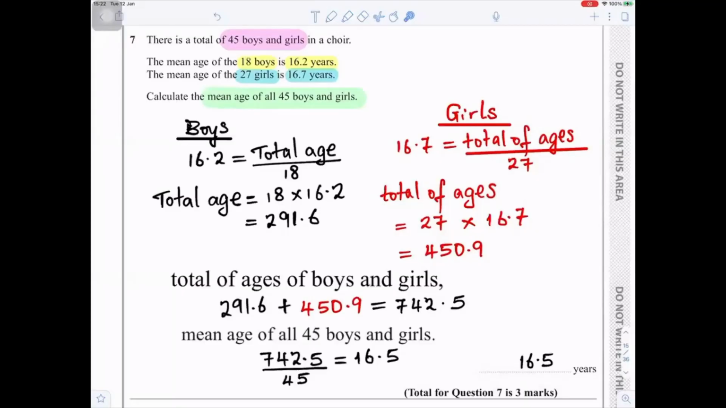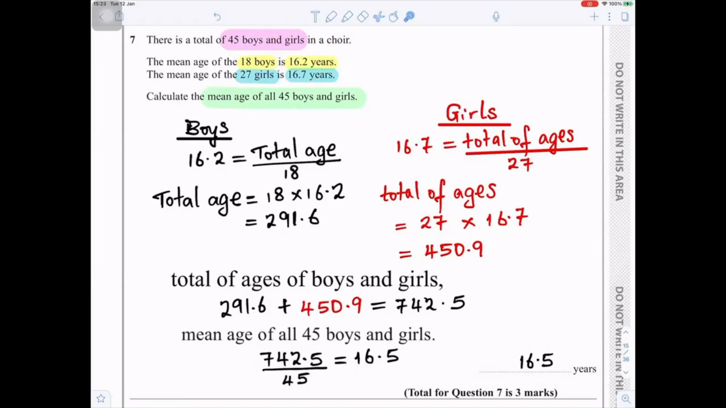Question number 7. There is a total of 45 boys and girls in a choir. The mean age of the 18 boys is 16.2 years. The mean age of the 27 girls is 16.7 years. Calculate the mean age of all 45 boys and girls. I highlight all the important numbers, so it helps me look at it quickly.